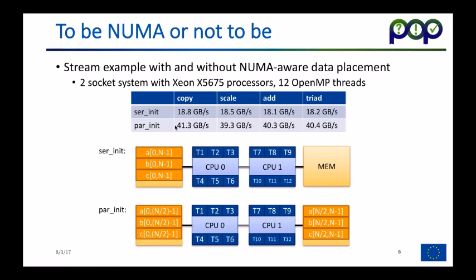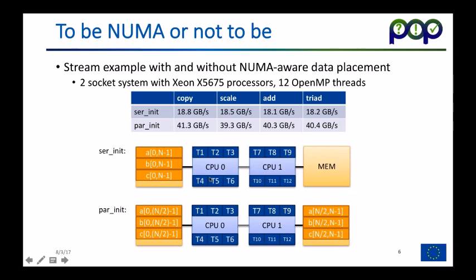Okay, so what's the influence of NUMA? Here I'm showing a measurement of the well-known STREAM benchmark on an admittedly slightly older system. Here we are looking at Intel Westmere processor results with 6 physical cores. So it's again a 2-socket system. On the first socket, CPU 0, we have 6 cores, and on CPU 1 we have 6 cores.